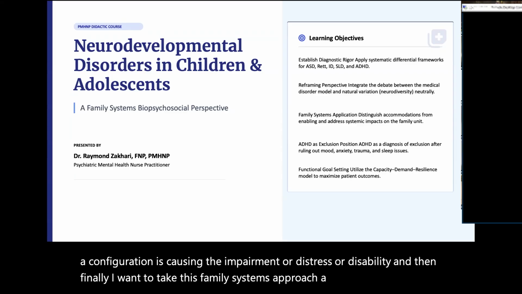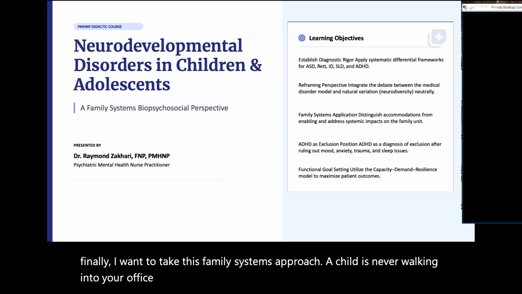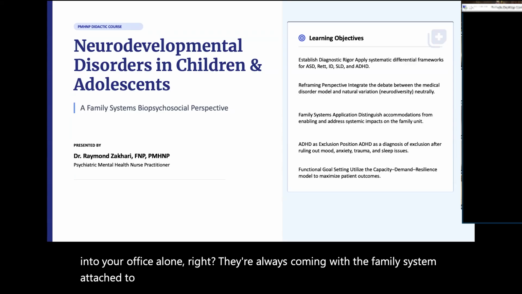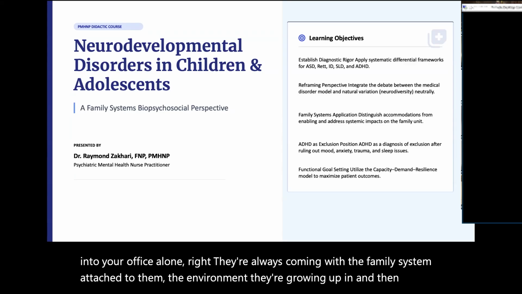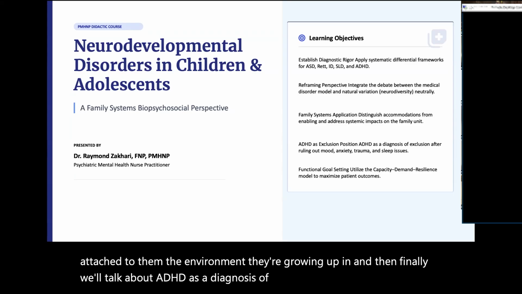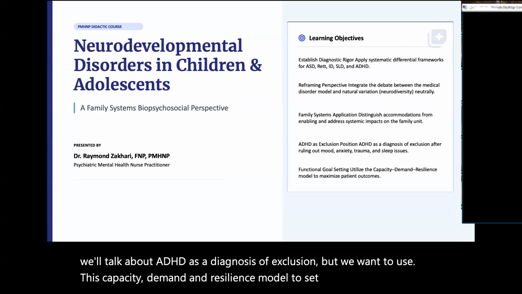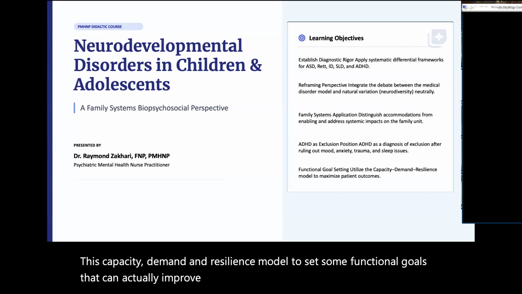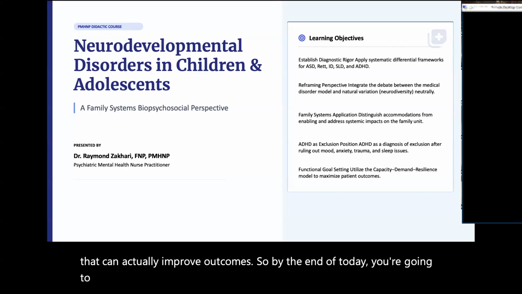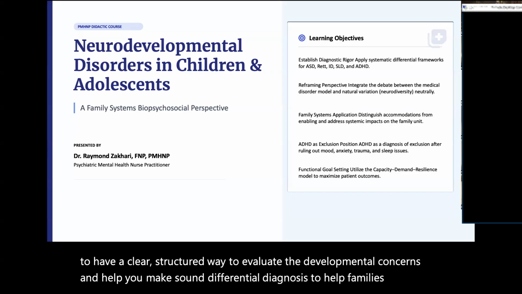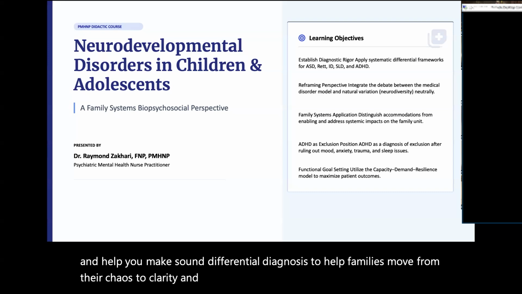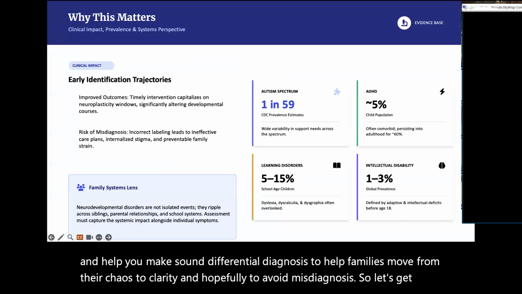A child is never walking into your office alone, right? They're always coming with the family system attached to them, the environment they're growing up in. And finally, we'll talk about ADHD as a diagnosis of exclusion, but we want to use this capacity, demand, and resilience model to set some functional goals that can actually improve outcomes. By the end of today, you're going to have a clear, structured way to evaluate developmental concerns and make sound differential diagnoses, to help families move from chaos to clarity and hopefully avoid misdiagnosis. So let's get started. Okay, here we go.